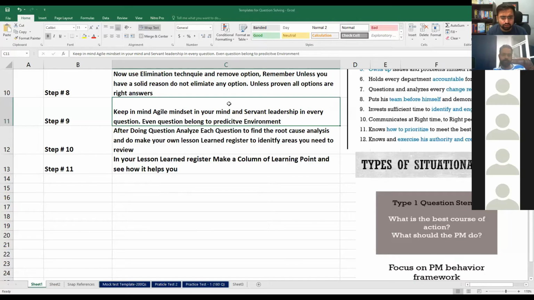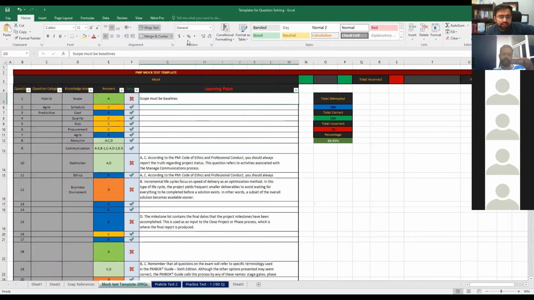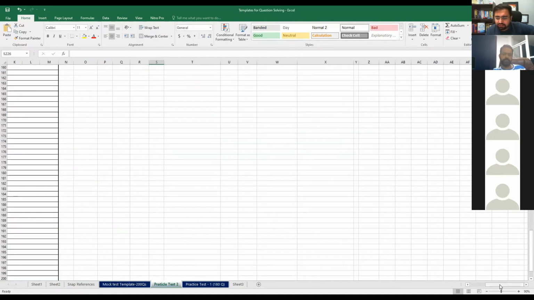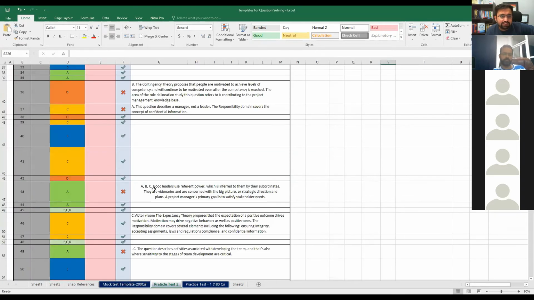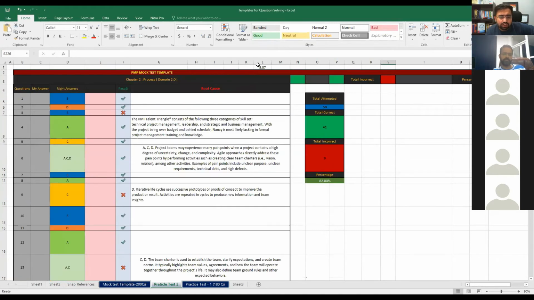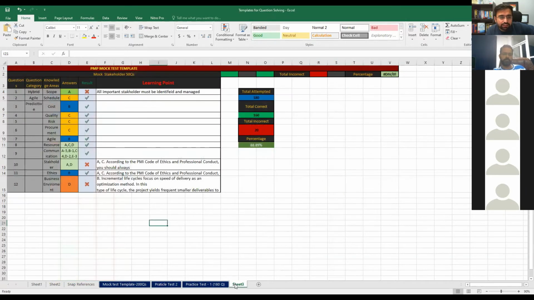Why? You can easily go through them and make sheets. For example, one of my students used this template to solve questions, and for each question he is writing lessons. What lessons has he learned from this question? What lessons has he learned from this topic and this topic? Each question must give you a lesson.